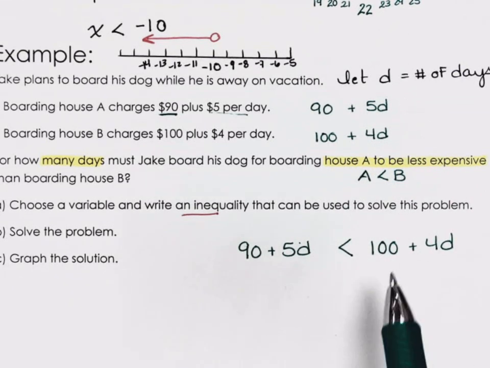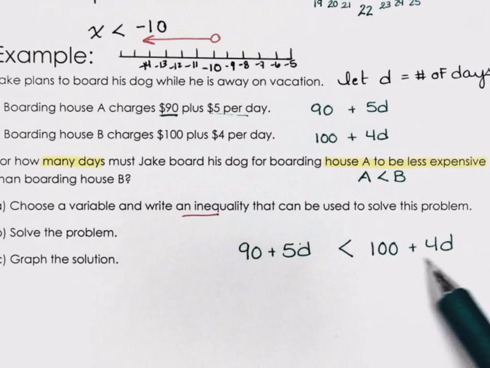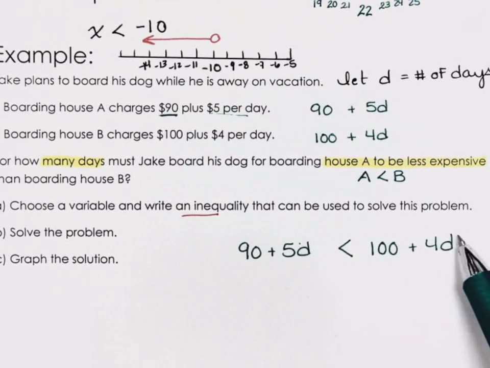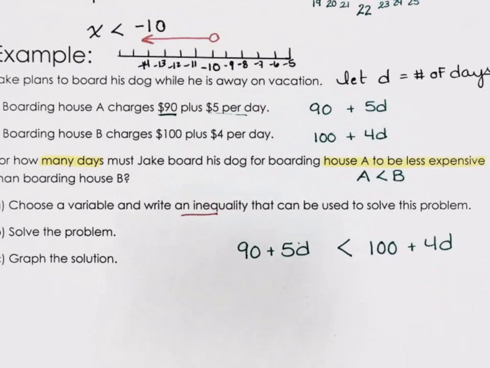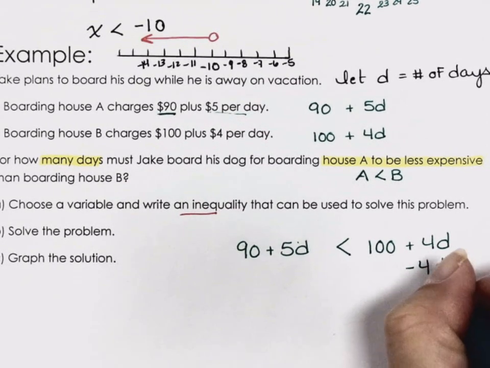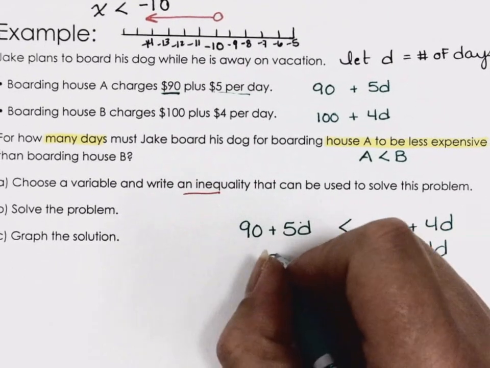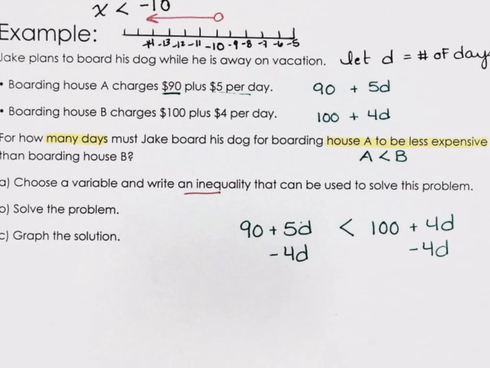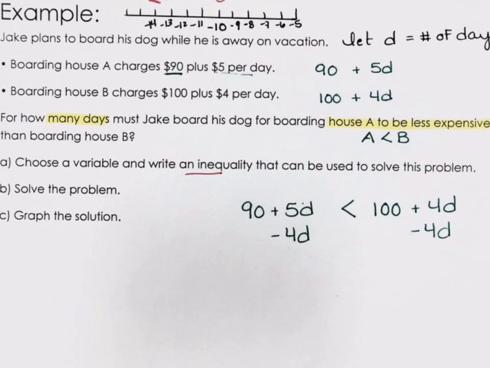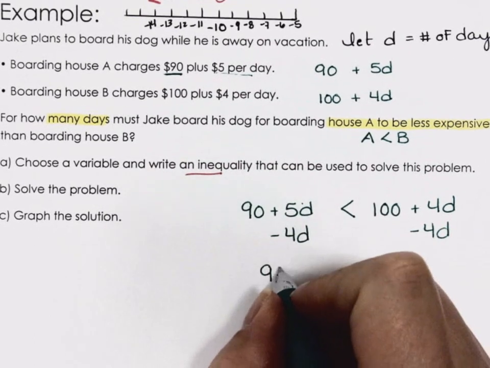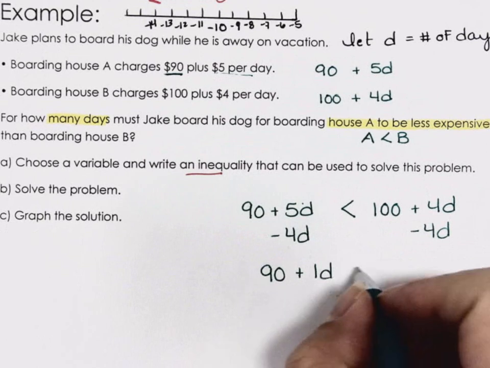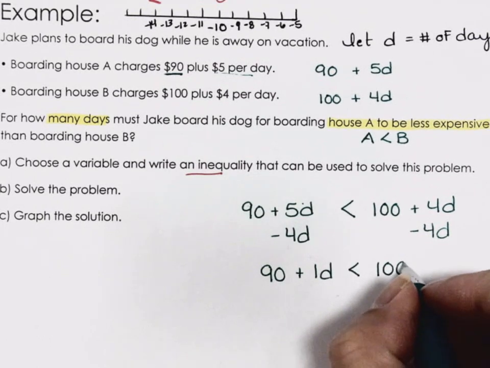All right, so really, ladies and gentlemen, this is just math at this point. You guys know how to solve this. This is a three-stepper. I need to bring this 4D to the other side. I need to bring this whole term to the other side. So I'm going to subtract 4D from here. If I subtract 4D from the right-hand side, I have to subtract 4D from the left-hand side. So that will leave me with 90 plus 1D is less than 100.